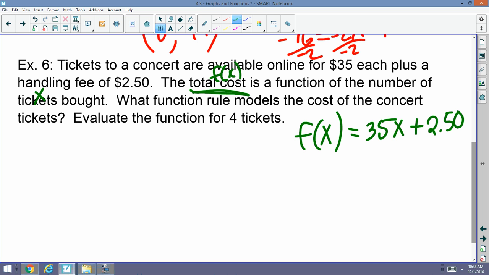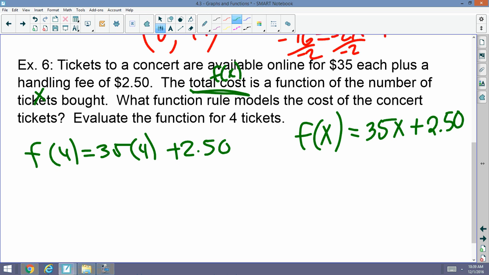So what am I replacing here? What is the 4? Is that the cost or is that the number of tickets? So this is f of 4 equals 35 times 4 plus 250. 35 times 4 is 140 plus 250. So you've got 390.